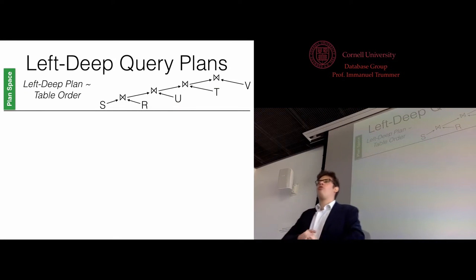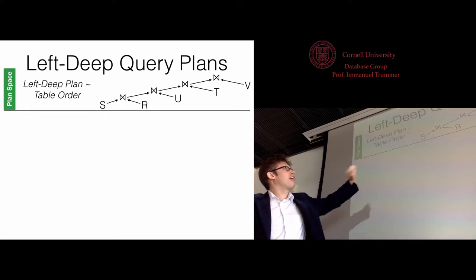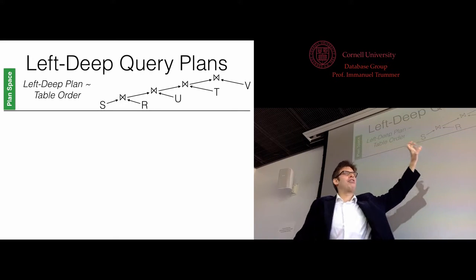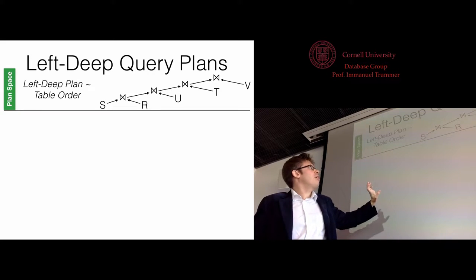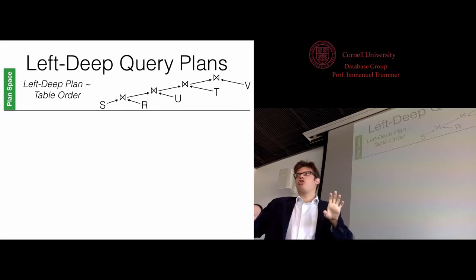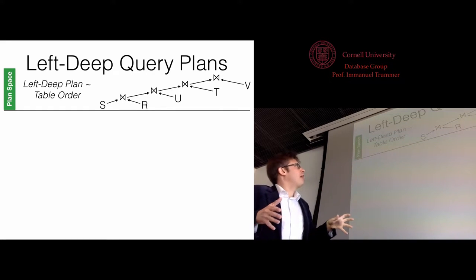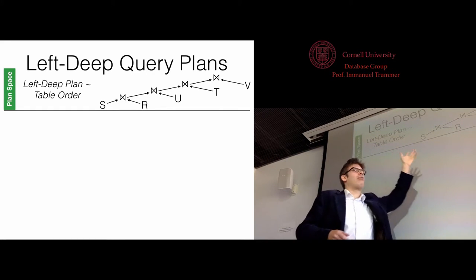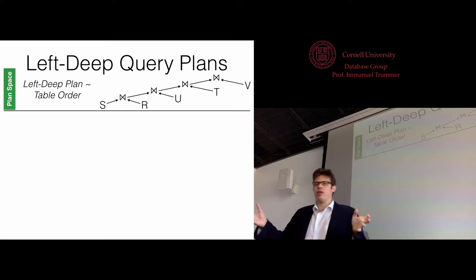Let's first of all focus on the case of lefty query plans. I have mentioned lefty query plans before. In general, a lefty query plan can be represented by a lefty binary tree, so the right join operand is always a single table. And for lefty query plans, we actually can characterize a query plan simply by an order between tables in which they are joined.